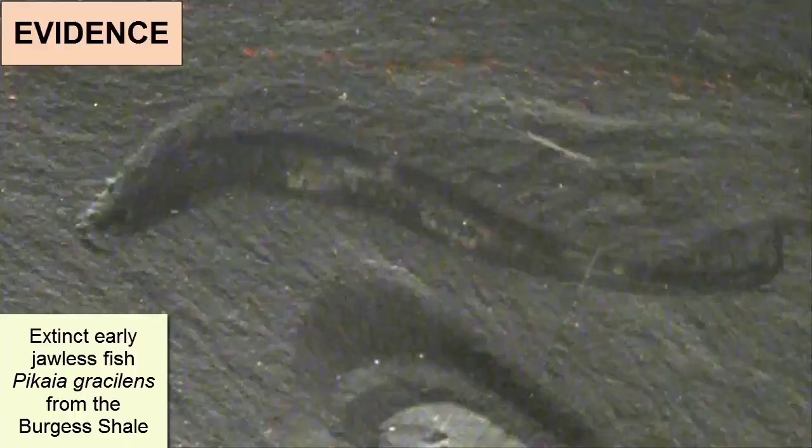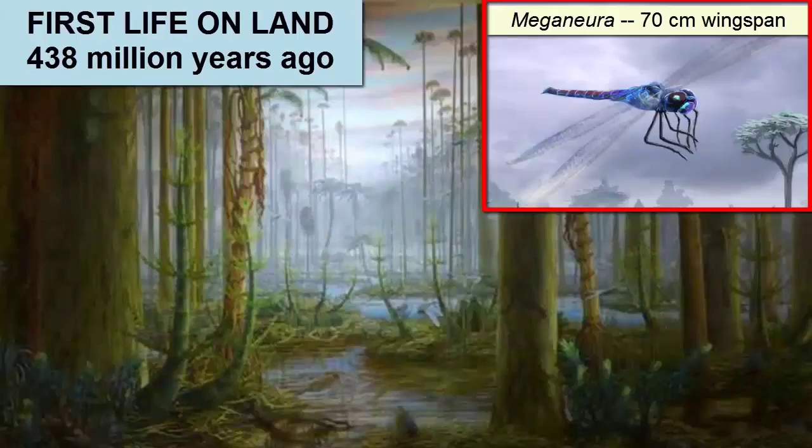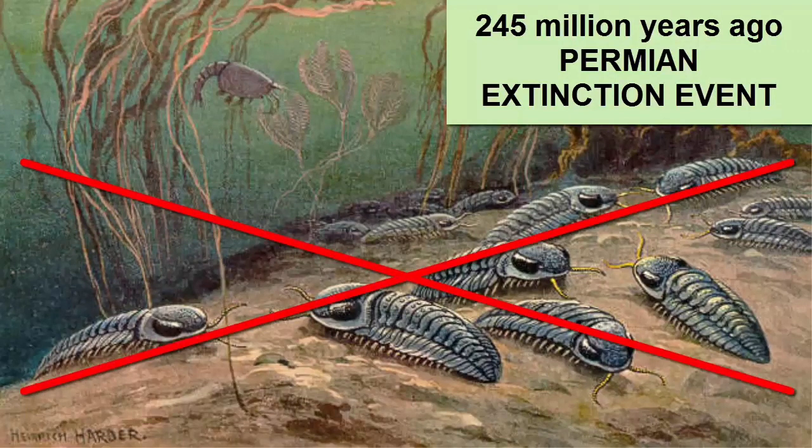Again, the evidence for this timeline comes from fossils we find in rocks that we date through radiometric dating. Watch the video tutorial on radiometric dating for more information on that process. 438 million years ago is our first evidence of organisms moving onto land, including the first plants and insects. 245 million years ago was the largest mass extinction on the planet, during which the trilobites and many other early forms of life went extinct.